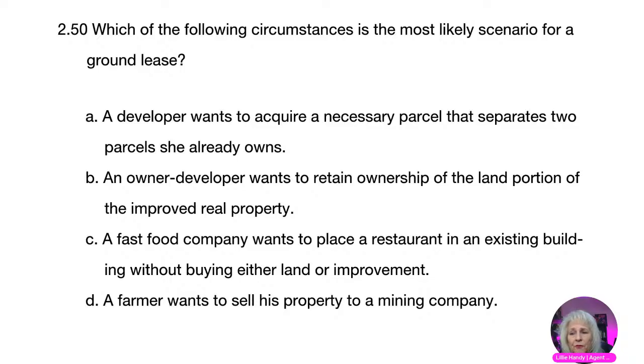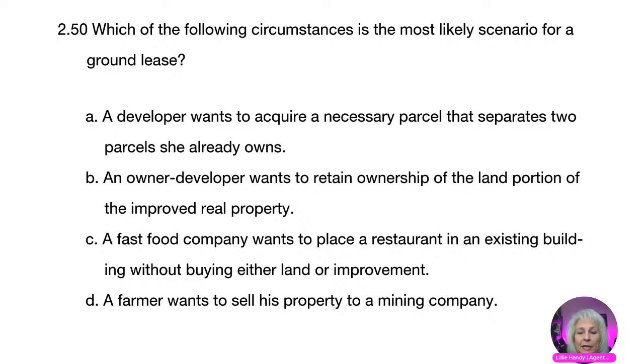When the developer or future users of the property do not want to own the land, or when the owner of an improved property wishes to sell an interest in the improvements while retaining ownership of the underlying land. So sometimes an owner will allow someone to build buildings on it, and they're leasing the land, but the building belongs to the fast food business, or a restaurant or something like that.